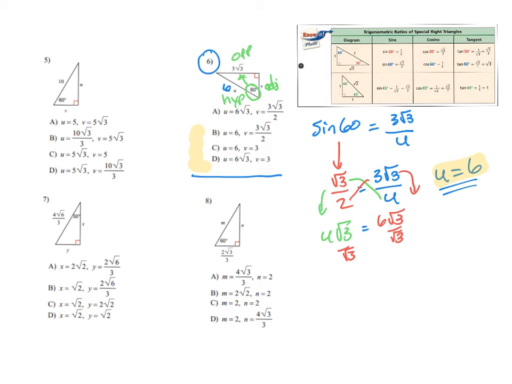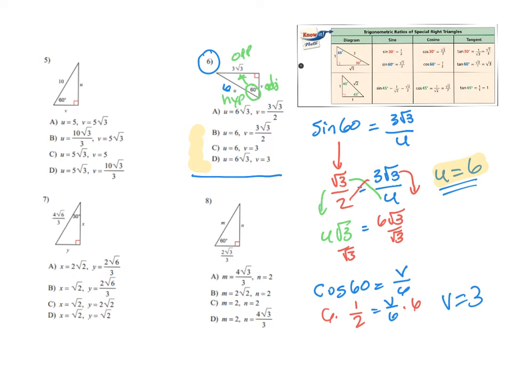I want to avoid that square root of 3 if I can, so I'm going to do adjacent over hypotenuse since I know the hypotenuse, which is cosine 60. So cosine 60, adjacent would be v, and hypotenuse would be 6. And then let's do the cosine of 60 degrees. That's 1/2, so I get 1/2 equals v over 6. And when we multiply both sides by 6, we get 3. So I get v equals 3.